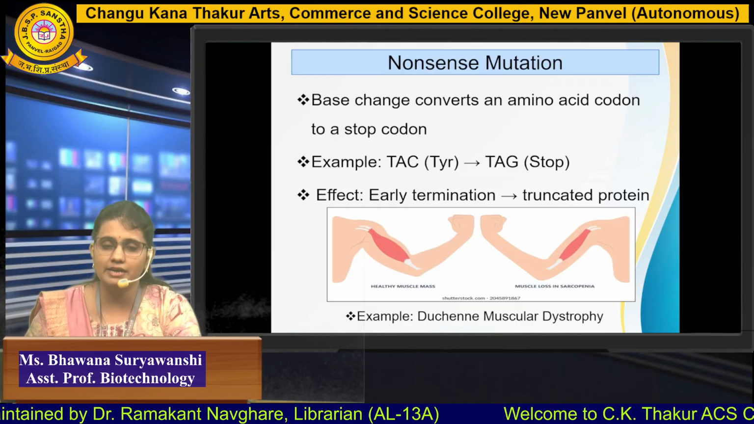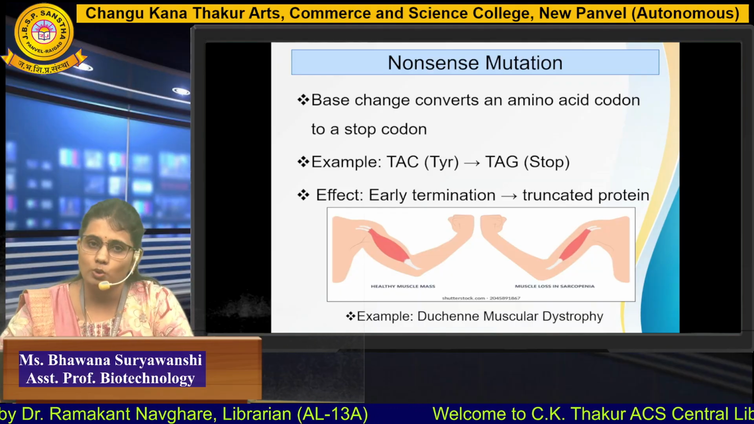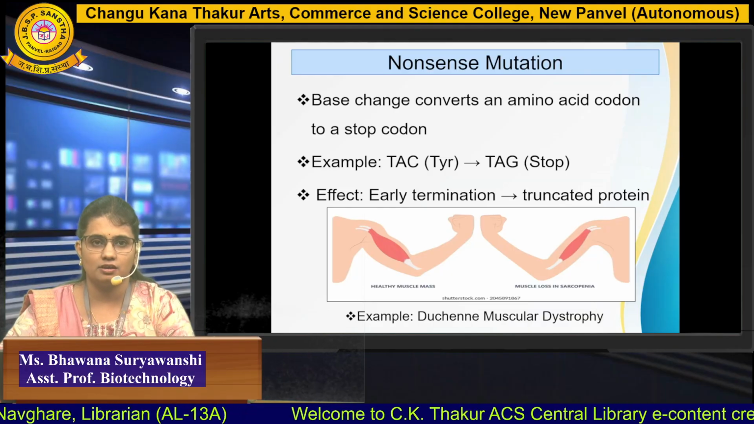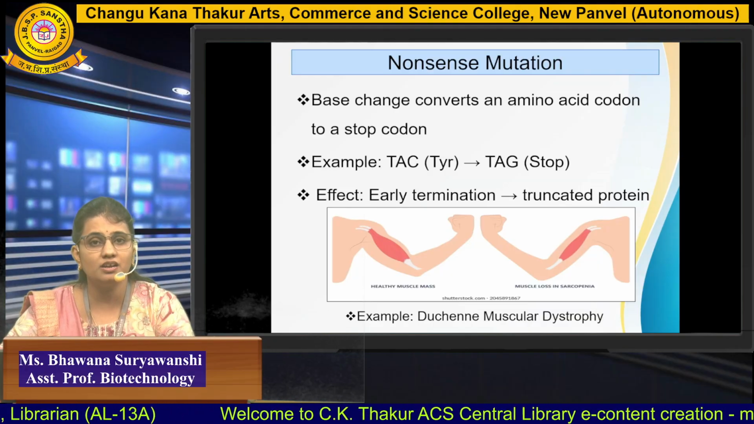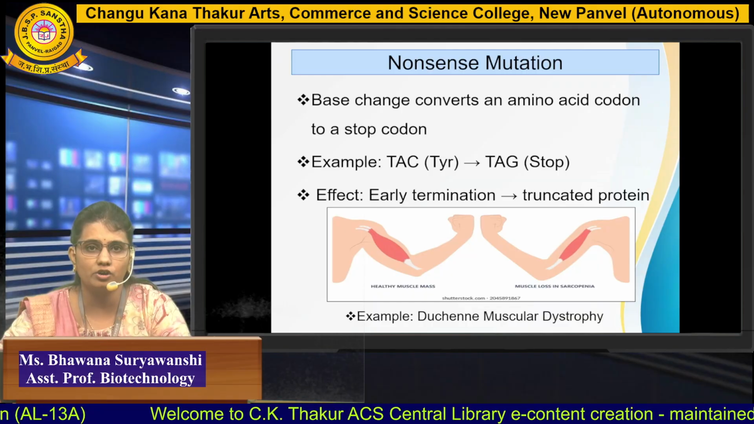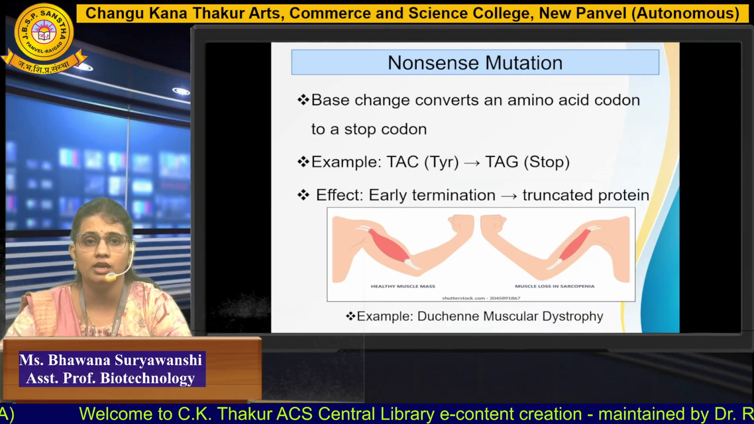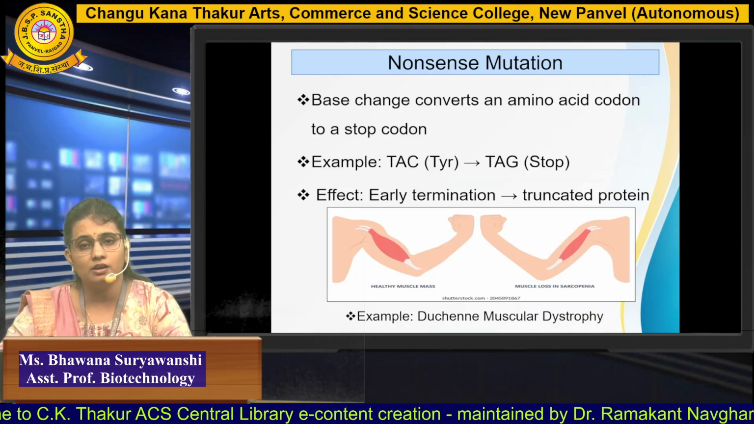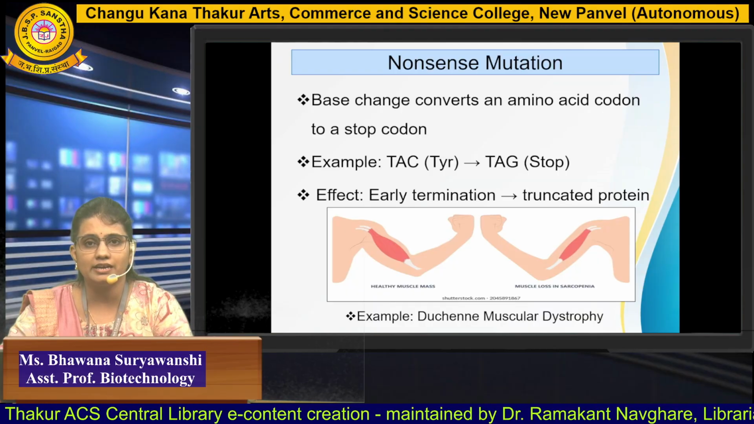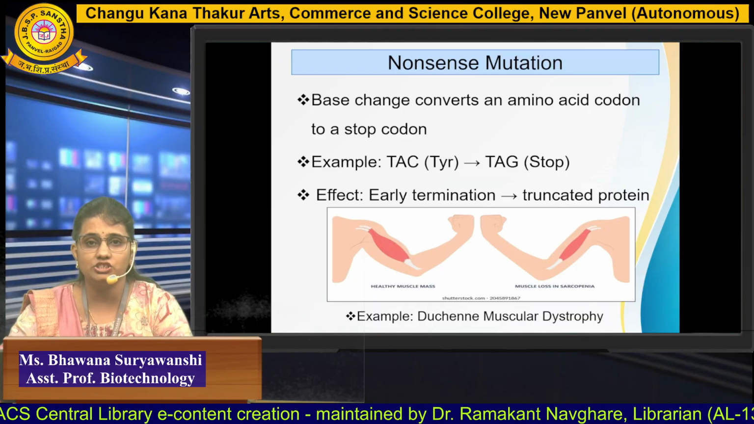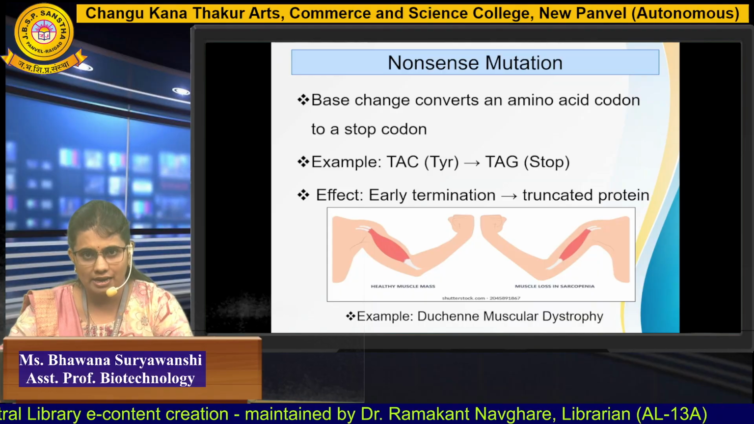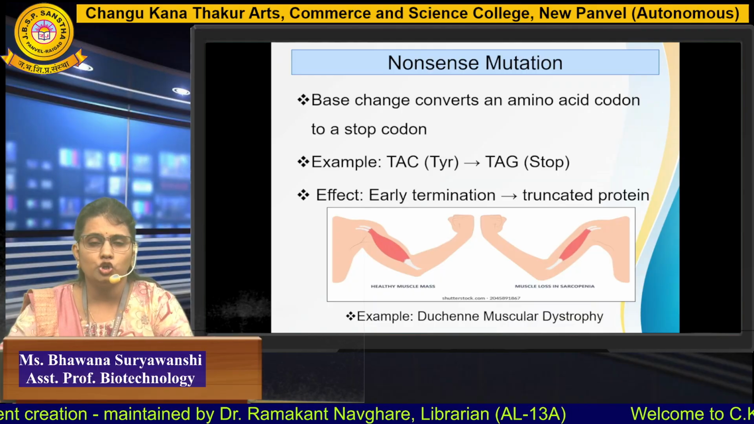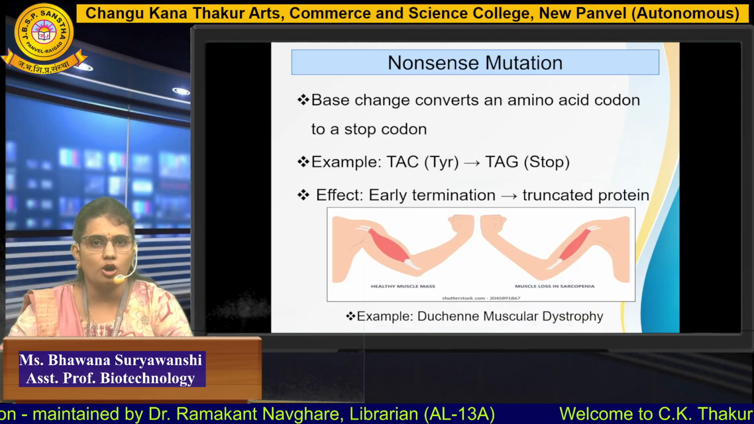It will terminate the translation into a protein. For example, TAC, this is a normal codon, right? It is being converted into a stop codon. TAC, which was initially in a normal condition, was coding for tyrosine. It is getting converted into TAG, that is a stop. Now here, why TAG? Because we know mRNA doesn't have T, right? It has U. So UAG again is a stop codon.